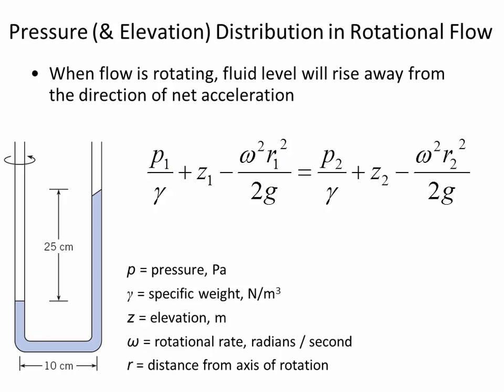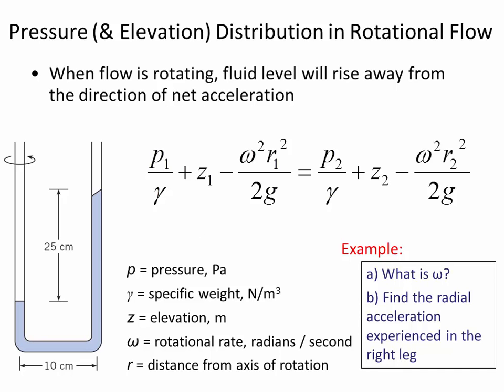So let's use this figure and the dimensions that are given to try and calculate what is the rotational rate that's causing what we observe. We can calculate omega and then determine the acceleration that's caused in the right leg because of this rotation and the location of the fluid a certain distance away from the axis of rotation.